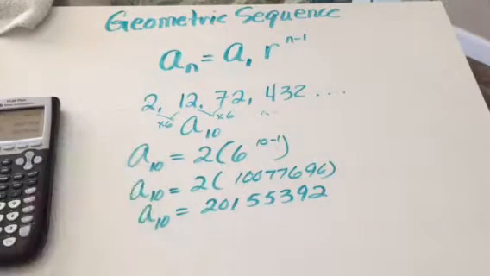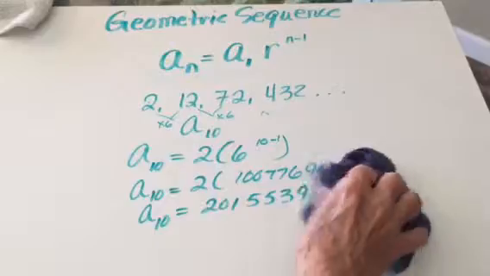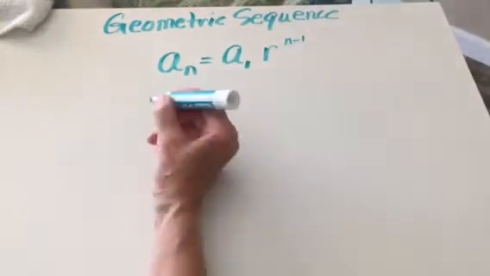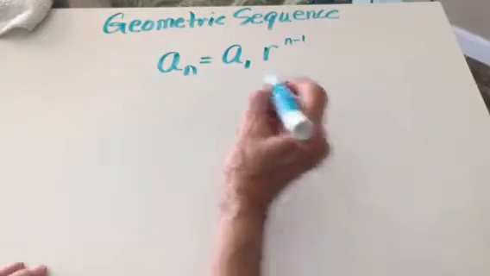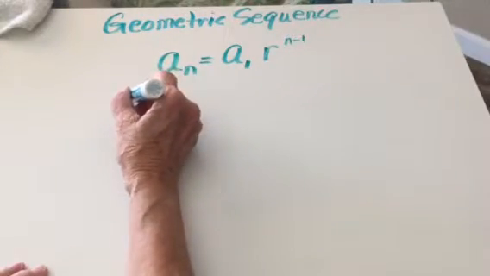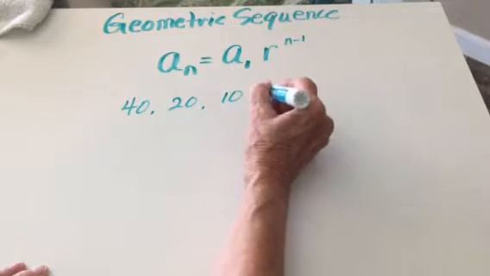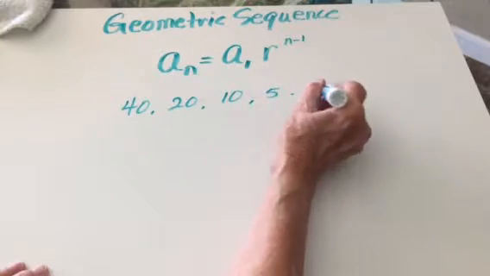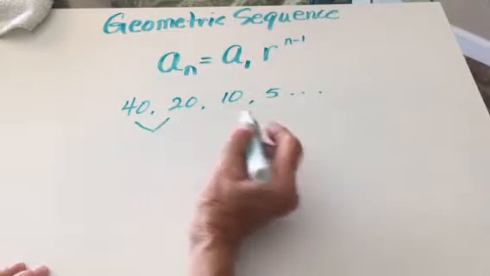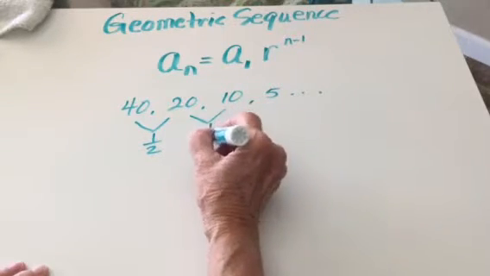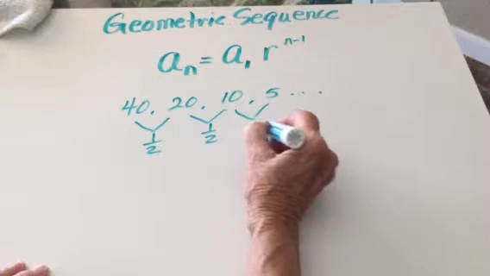I suppose we should have done one that goes down. You know what? Let's do one real quick. How about if I say, let's see, 40, 20, 10, 5. How do I get from 40 to 20? Don't I take half of it? How do I get from 20 to 10? Don't I take half? And so our common ratio is 1/2.